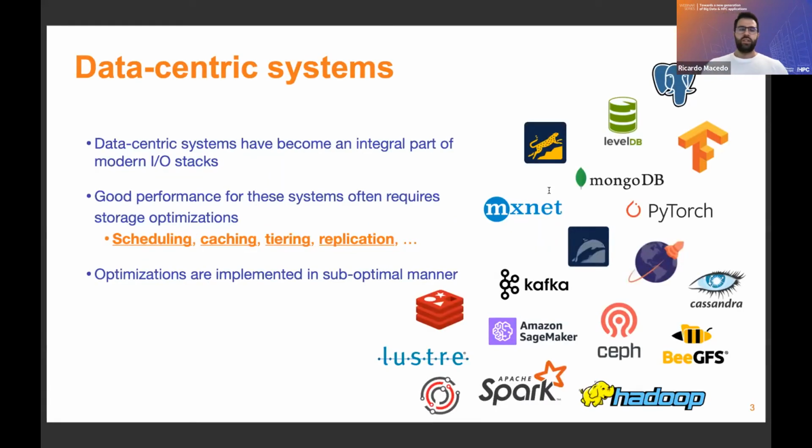So first of all, data-centric systems such as databases, key-value stores, file systems, machine learning engines, and so forth, have become an integral part of modern IO stacks. And in these IO stacks, I mean cloud and HPC infrastructures, that are composed by several nodes and several layers throughout the IO stack. Good performance for these systems often requires several and pretty complex storage optimizations, like schedulers, caches, tiering, replication, you name it. And for these optimizations, we believe that they are implemented in a suboptimal manner.